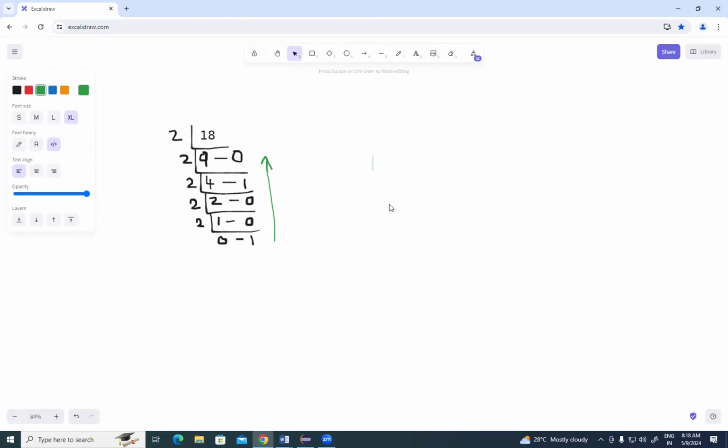Tell me, folks, 10 is equal to how much? 1010. I can add a 0 at the left side, so it becomes 01010. Okay. Next, 18. Please tell me: 10010.